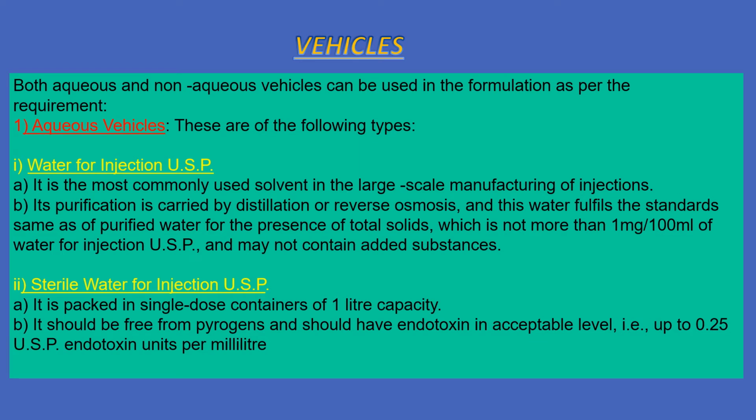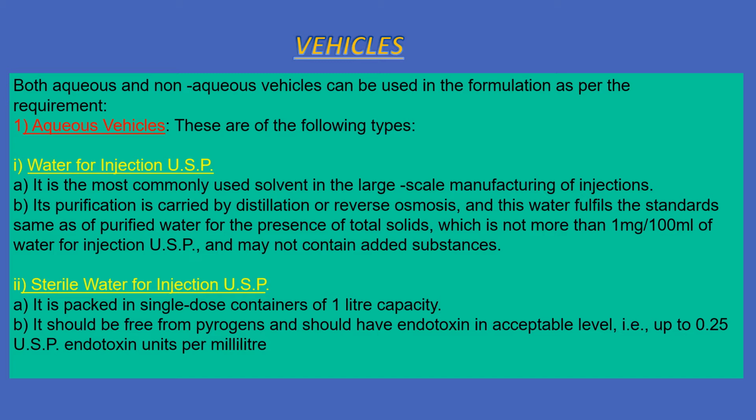Next are the vehicles. Both aqueous and non-aqueous vehicles can be used in formulation as per the requirements. First are the aqueous vehicles. Water for injection USP is the most commonly used solvent in large-scale manufacturing of injections. Its purification is carried out by distillation or reverse osmosis, and the water fulfills the same standard as purified water, with total solids not more than 1 mg per 100 ml of water for injection USP, and may not contain any added substances.